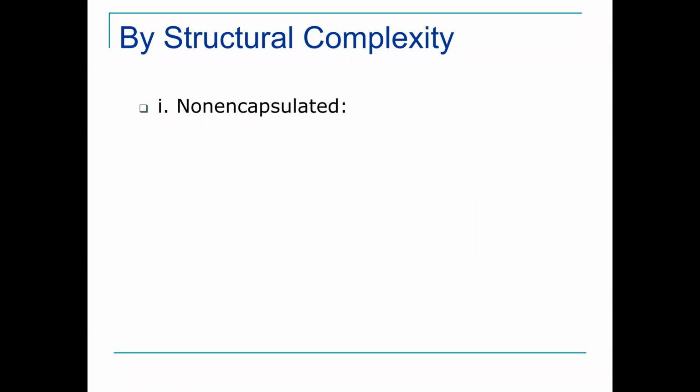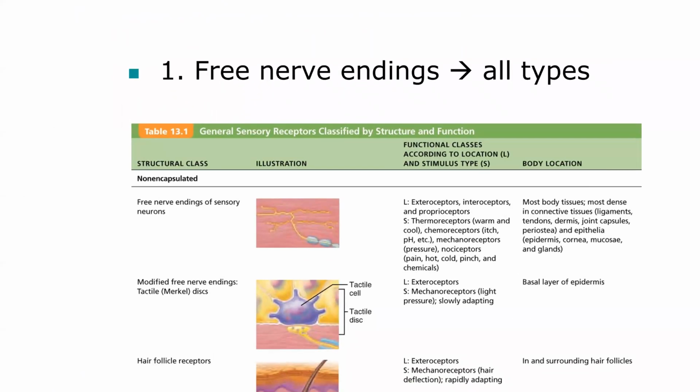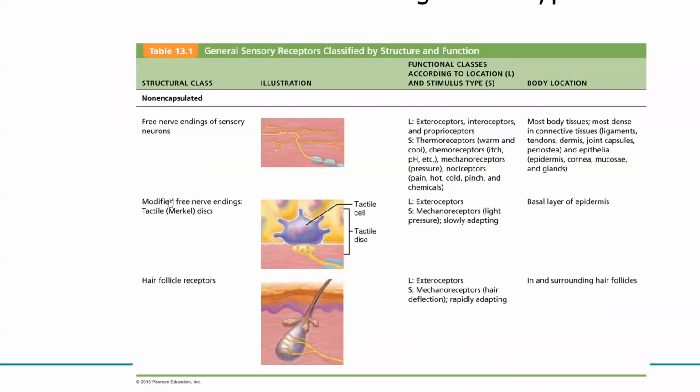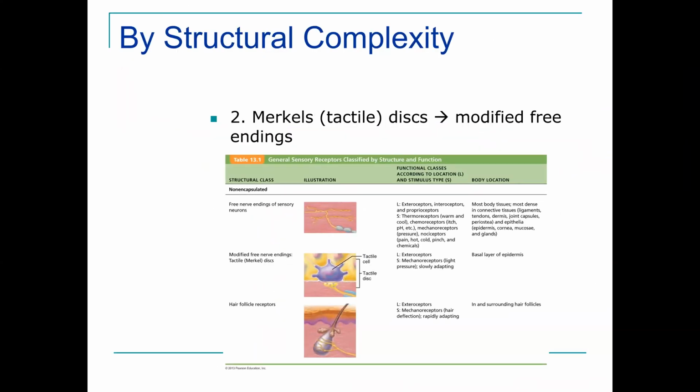We can have them structural, okay? They can be non-encapsulated. In other words, it can be a naked nerve ending. If you get a superficial burn, those are the ones that fire off and are painful, okay? These are the different types. You can have free nerve endings. You can have modified free nerve endings, which are Merkel's discs, and you can have hair follicle receptors.